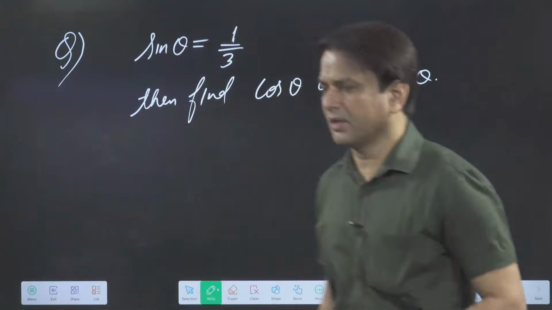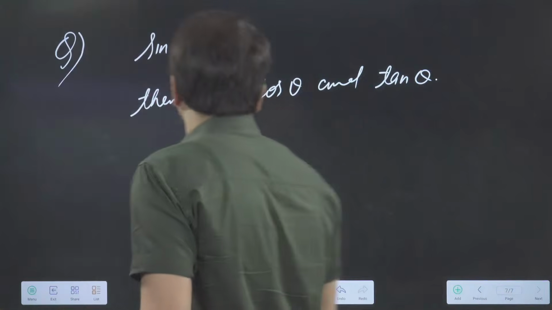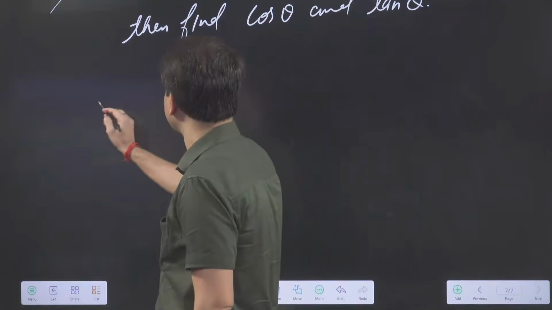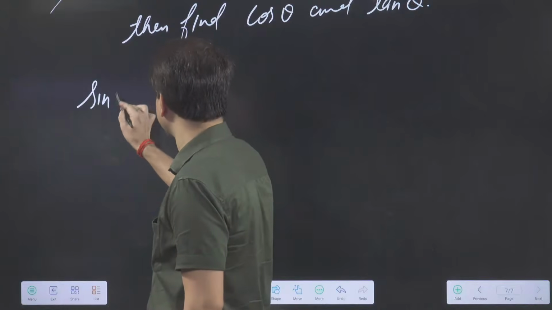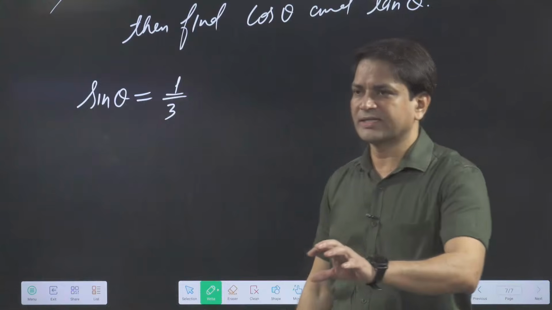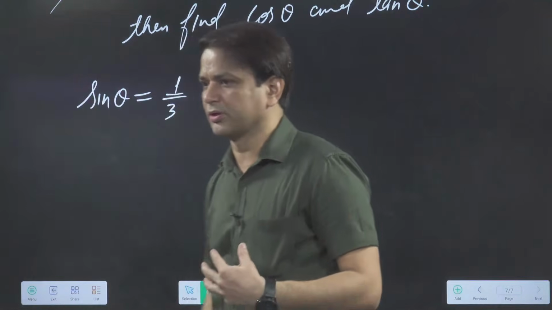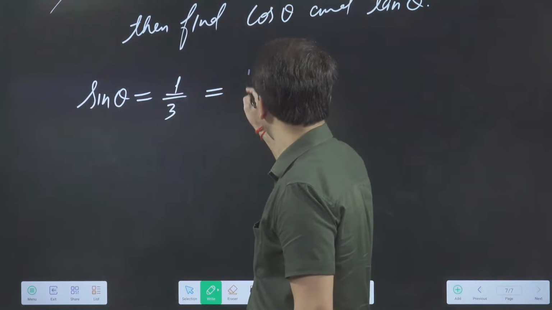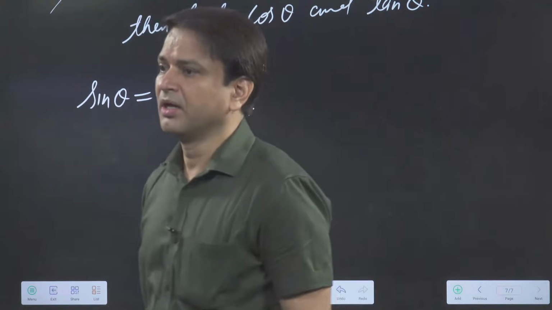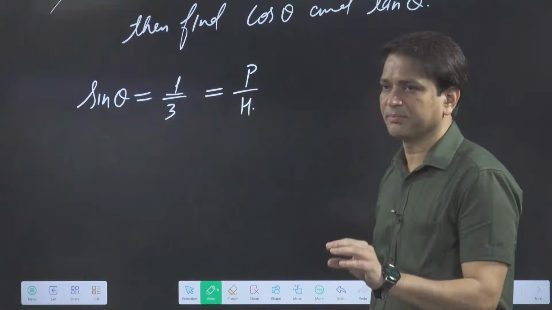So listen, we have to know both methods. I will say the two methods. First, suppose we have been given sin theta. What is the sin theta I gave? Sin theta is equal to 1/3. We have to remember the formula I said: perpendicular upon hypotenuse. So sin theta is equal to P by H. Everybody got it or not?